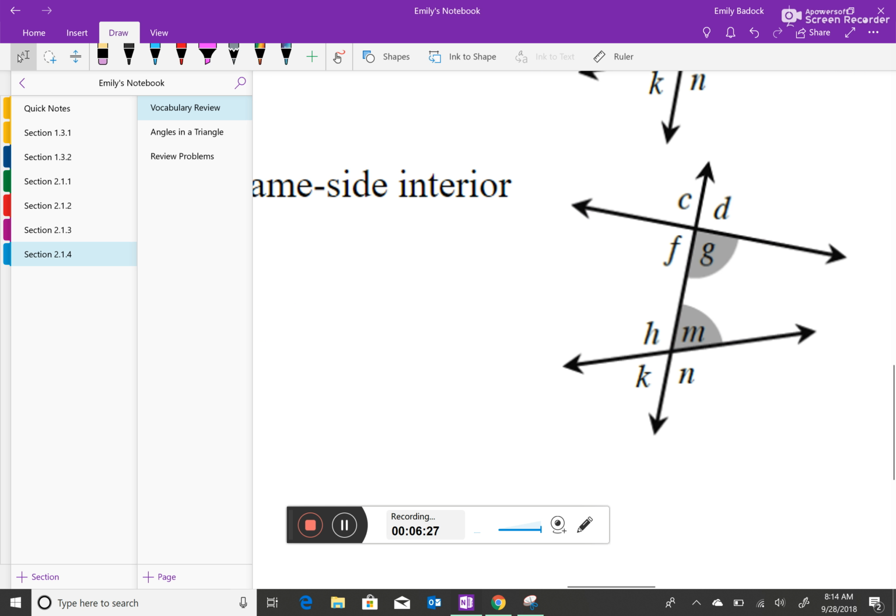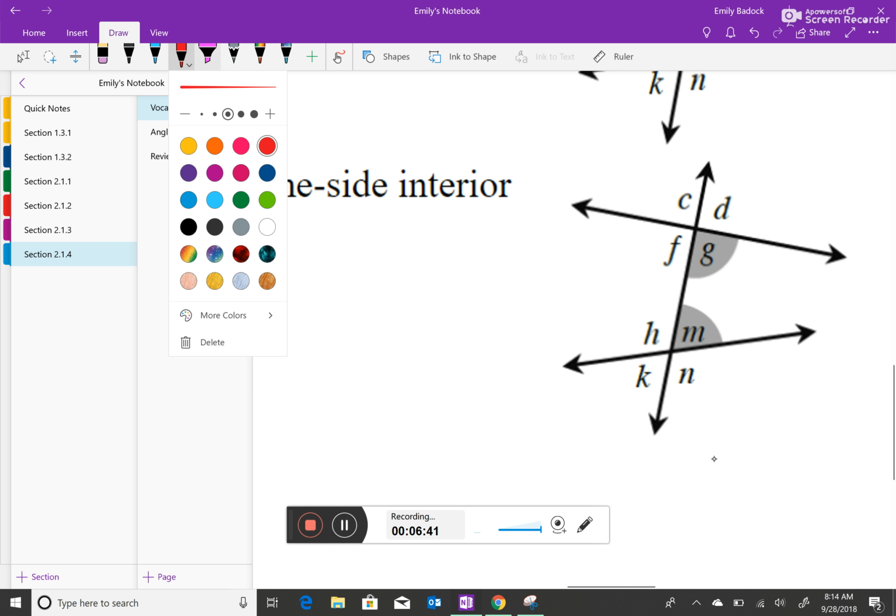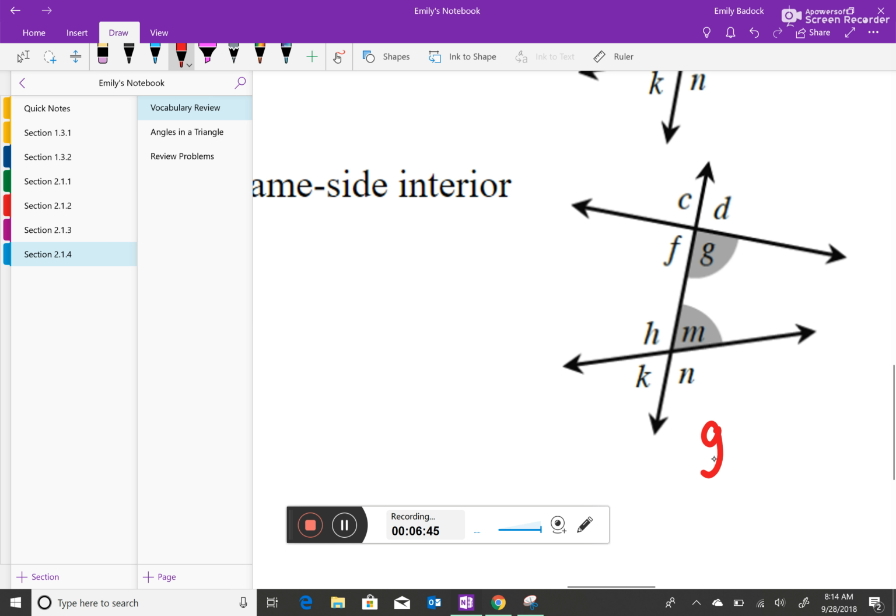You can still call them same side interior. So like I could sit here and say G and M are still same side interior. But I could not sit here and say that G plus M is equal to 180. You cannot say that for this guy because the lines aren't parallel.